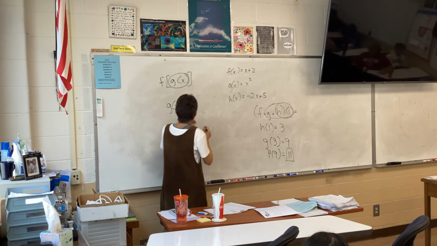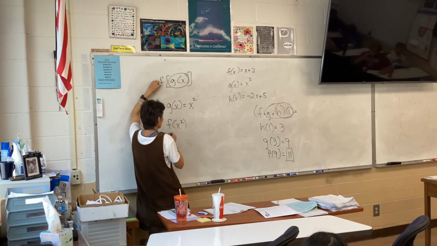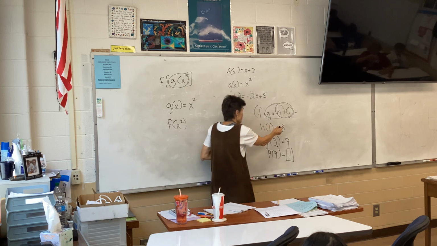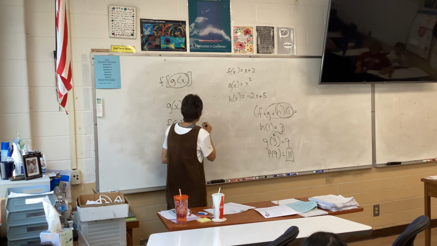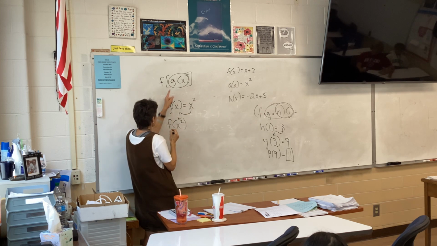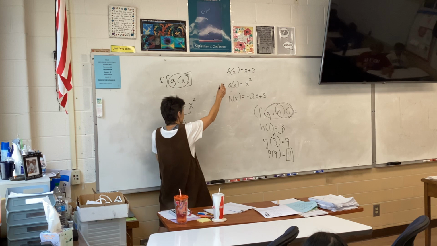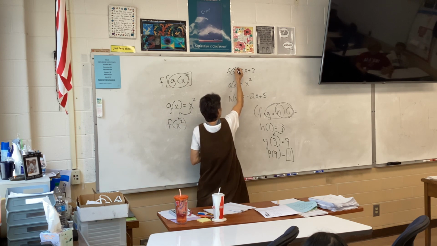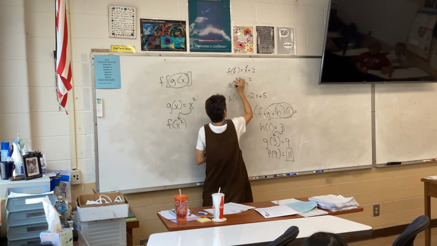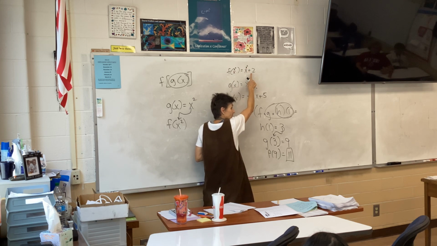So now we're going to take that answer and plug it into f. Remember, the answer that you get goes into the next function. Since I got x squared, that's going to go into f. That means every time you see an x, you're going to put in an x squared. So what is f of x squared? x squared plus 2.